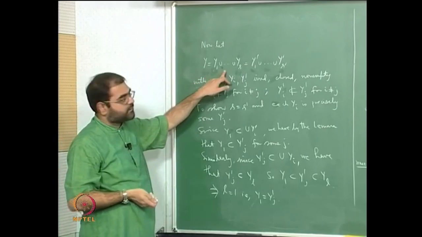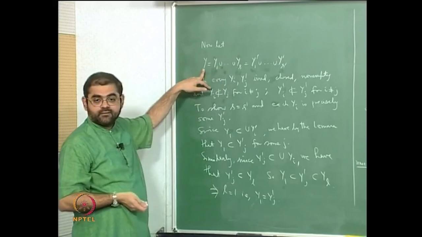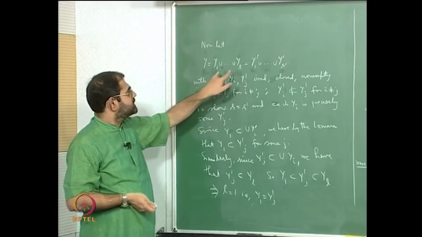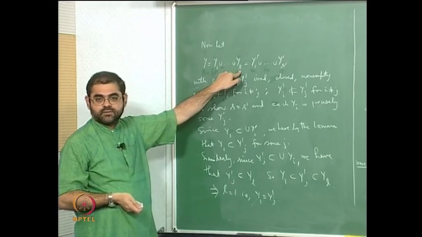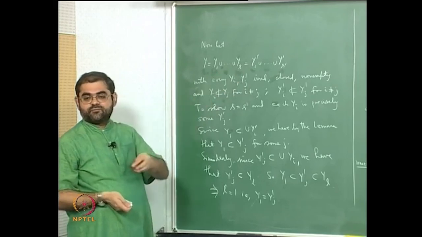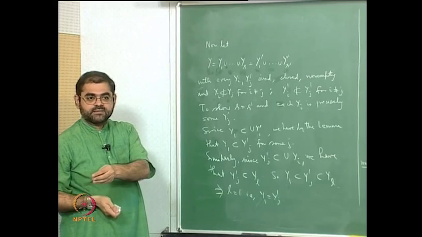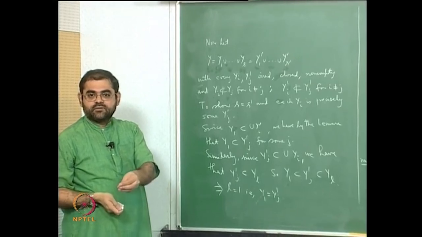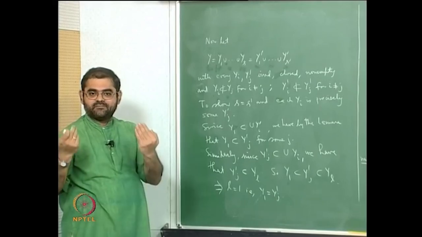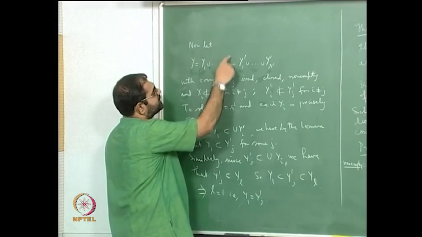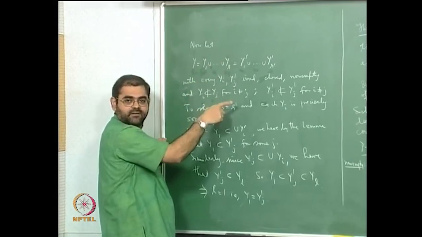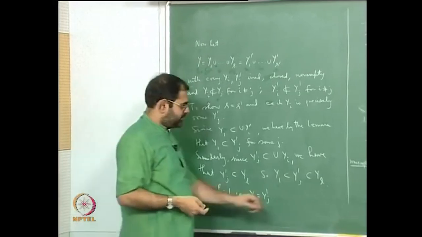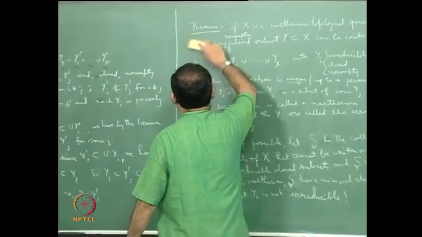Because when I take y1 out, I am taking out also y1 from y2 through ys. So what I will get is essentially a subset of y2 through to ys. And what I have thrown out from each of the y2 to ys is a proper closed subset. Therefore whatever is left out, if I close it up, I will get back y2 through ys. So in other words, from this union, if I take out y1 and close it up, what I will get is y2 through to ys. So you can think of this as a cancellation property.